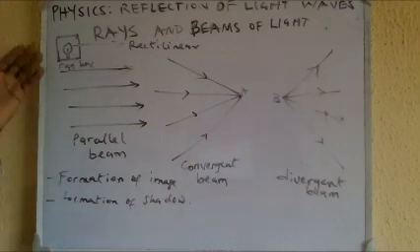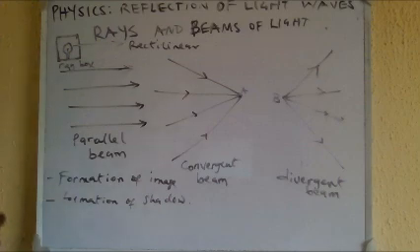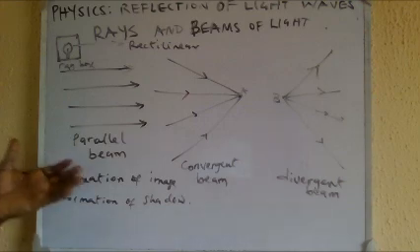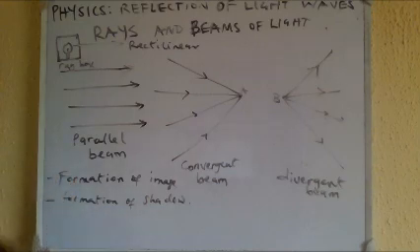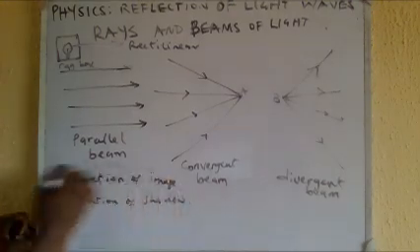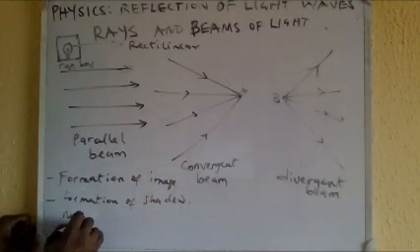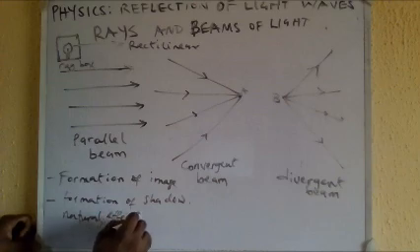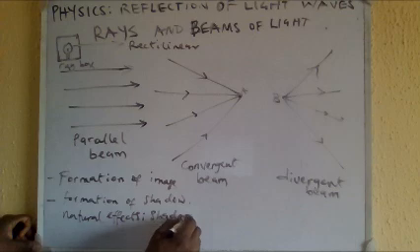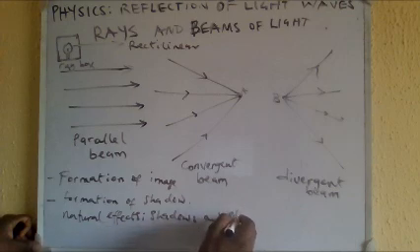So I'm saying here that two natural effects happen when light travels in a straight line: the formation of shadows, and eclipses. Okay, so what natural effects? I said shadows and eclipse. So these are natural effects.